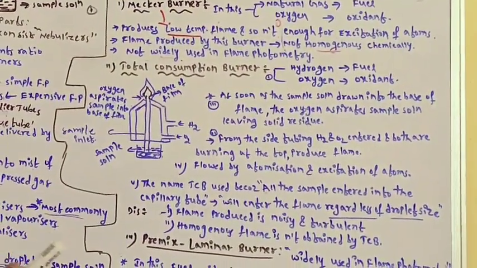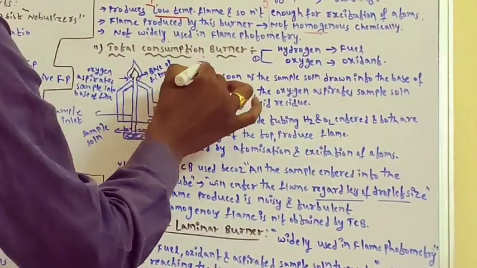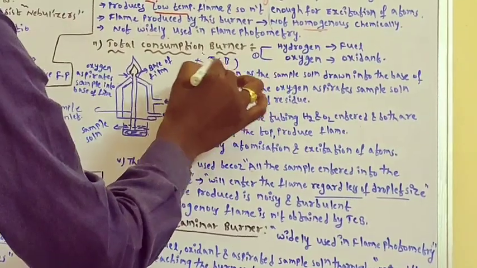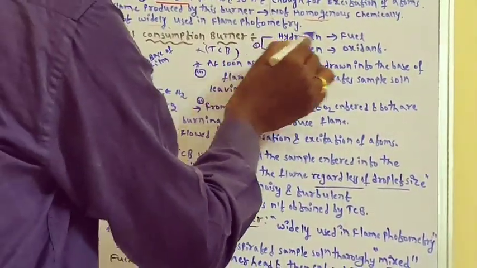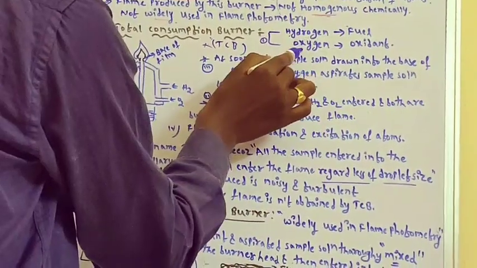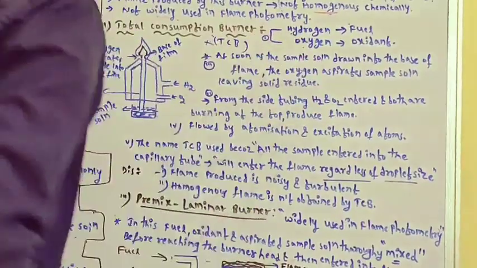Then the second one, total consumption burner. Simply it is known as TCB. In this burner, hydrogen is used as a fuel and oxygen is used as an oxidant. Fuel and oxidant ratio: hydrogen and oxygen.